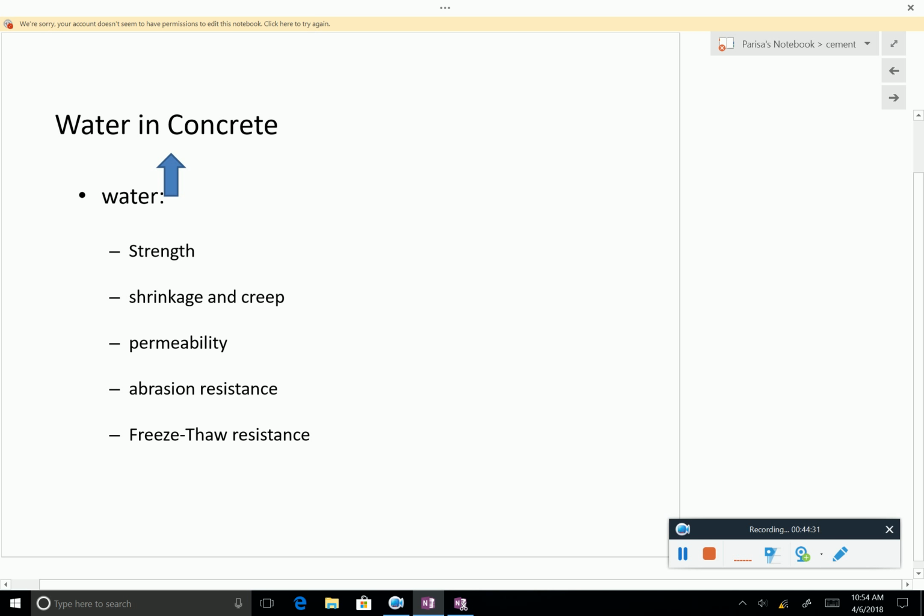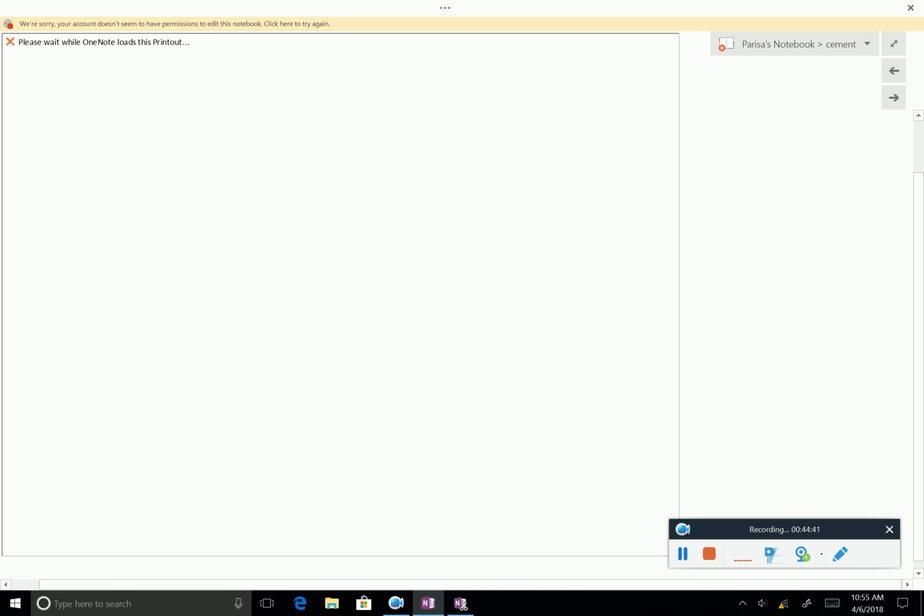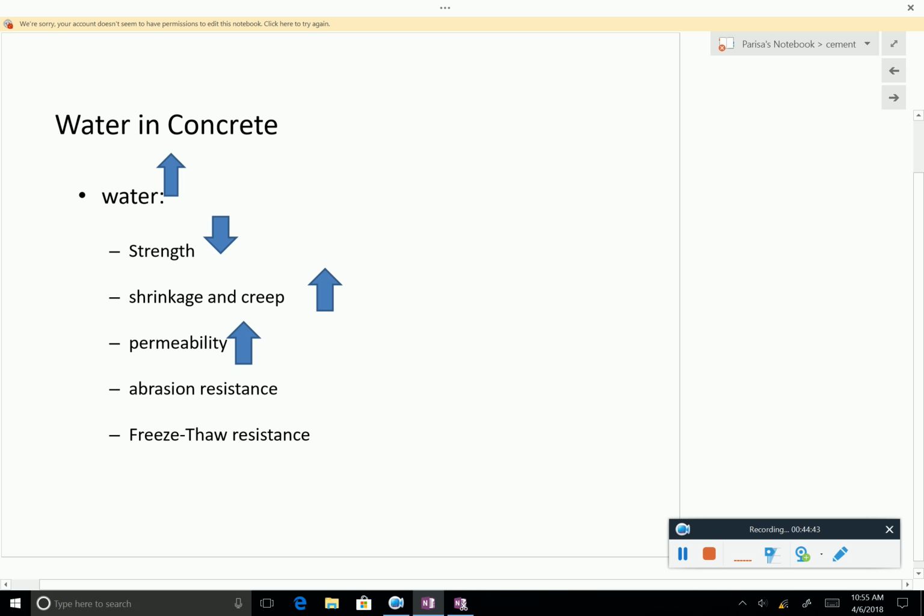And here, if you have more water, you can always expect that the strength is lower, shrinkage and creep are higher, permeability is higher, abrasion resistance is lower. Remember abrasion is the resistance to damage because of the load, when you use that blue drum I showed you. And freeze-thaw resistance is lower.